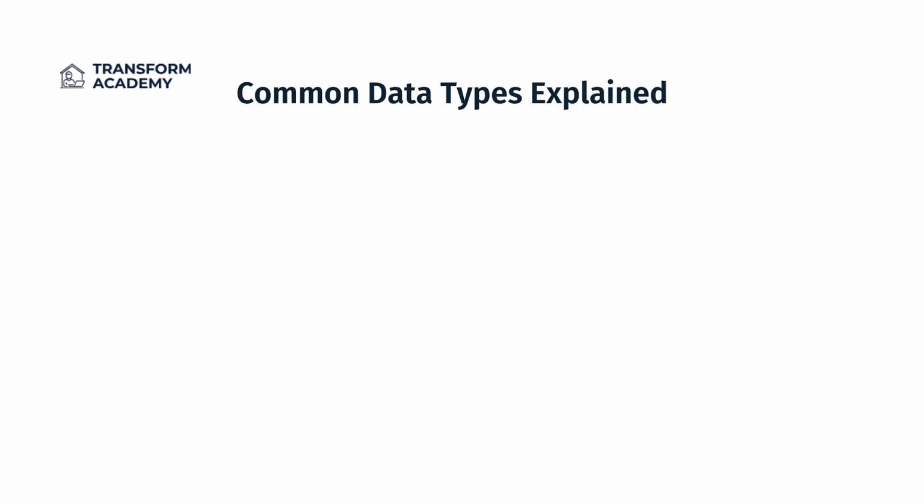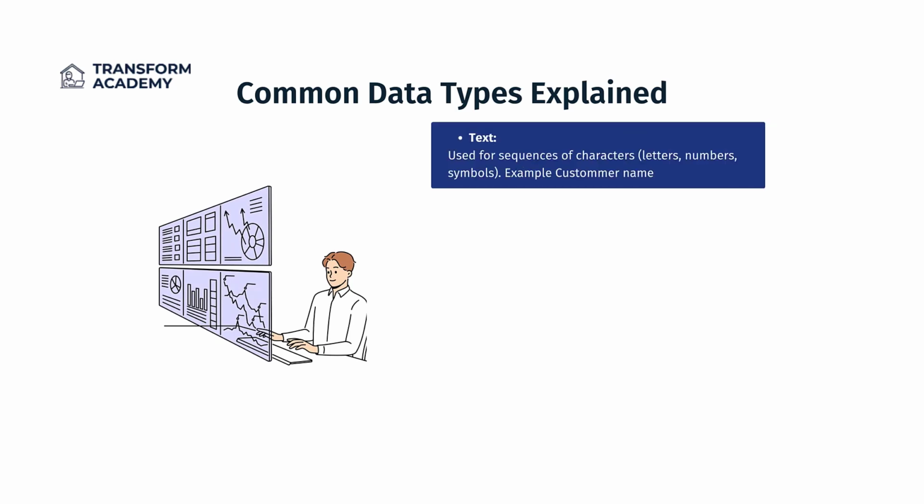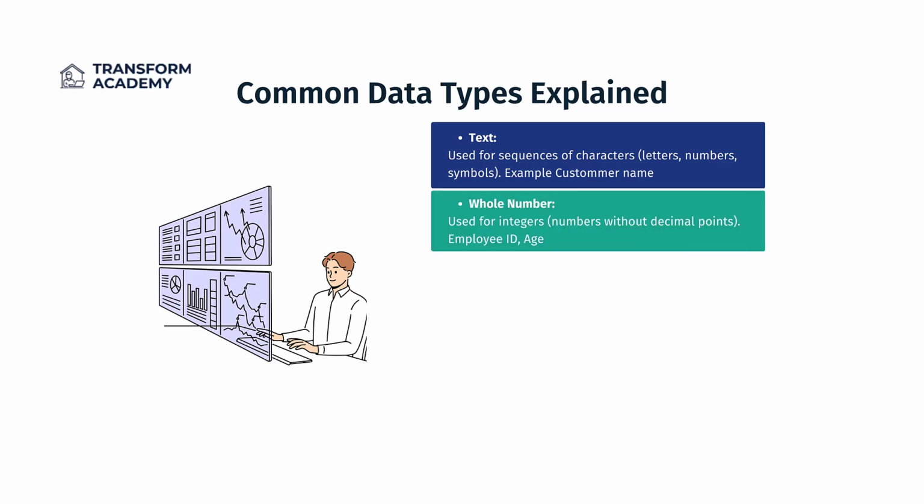Common data types explained. Text, used for sequences of characters, letters, numbers, symbols. Example: customer name, product description, category name. Whole number, used for integers, numbers without decimal points. Example: order quantity, employee ID, age. Power BI uses 64-bit integer types, allowing for very large numbers.